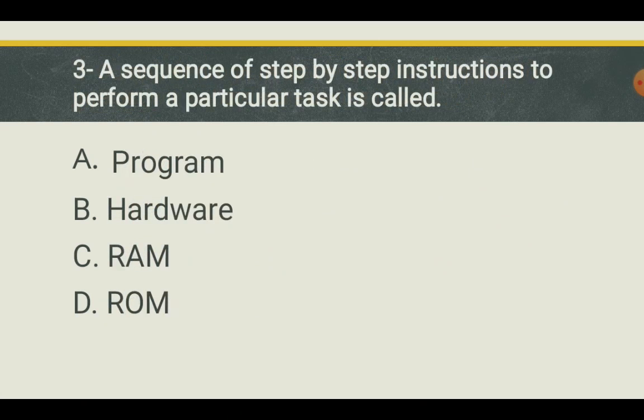Next. Question 3. A sequence of step-by-step instructions to perform a particular task is called A. Program. B. Hardware. C. RAM. D. ROM. Please note your answer on the paper. 5, 4, 3, 2, 1. I hope you have noted your answer.